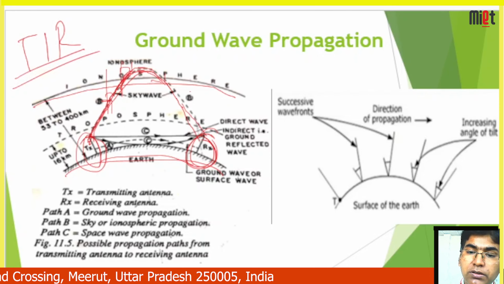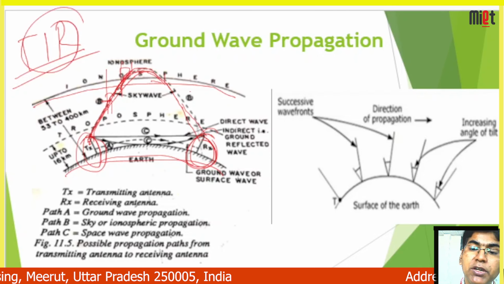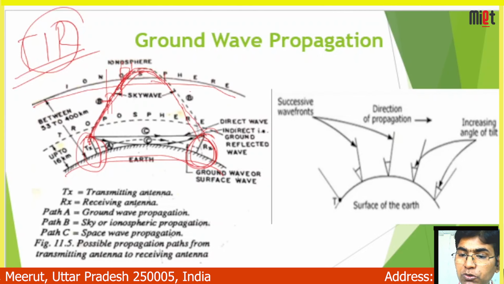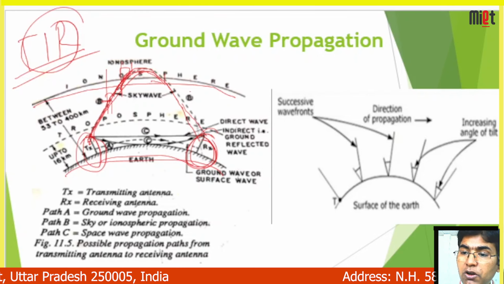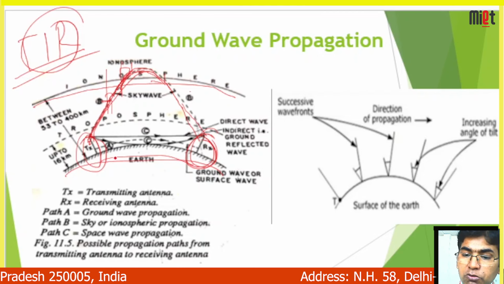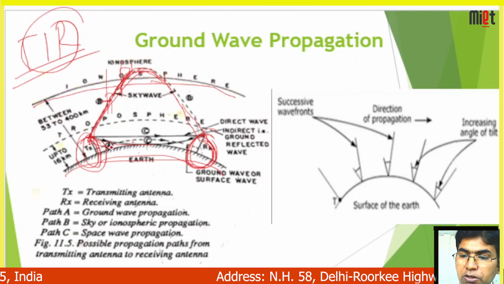This phenomenon occurs when a wave enters from a rarer medium to a denser medium to a rarer medium. So this is the diagram representing ground wave propagation as well as sky wave propagation. In ground wave propagation, this is the transmitter, this is the receiver. You can see here that the electromagnetic wave is gliding over the surface of the earth.